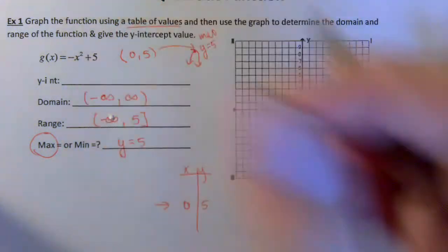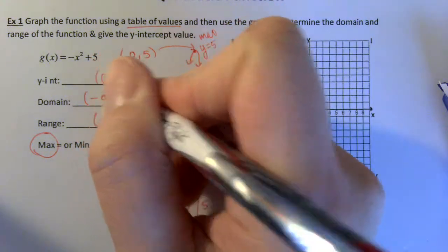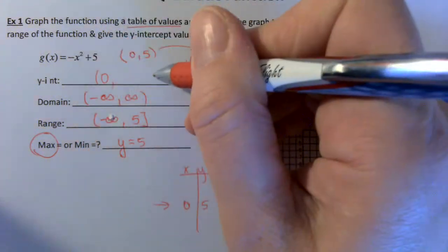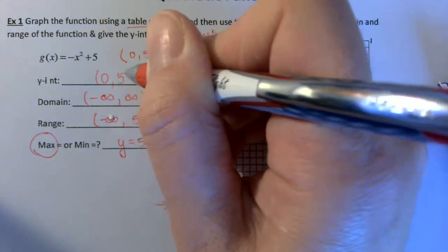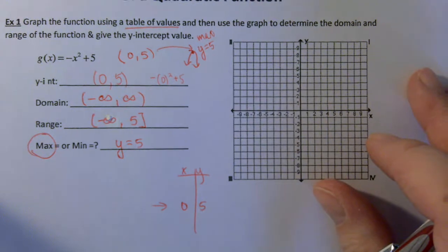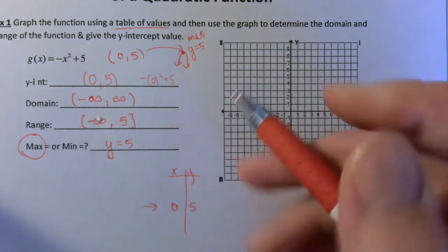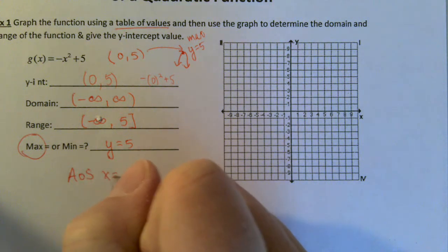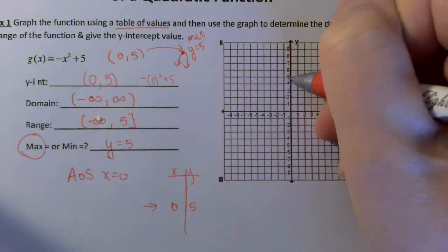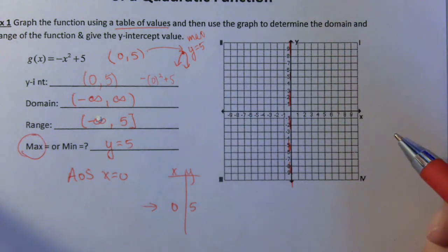Now, one more issue here. What's the y-intercept? Well, we put the 0 in, don't we? So it'd be -0 squared plus 5. So when I go to graph it, guys, my y-intercept is my vertex. My axis of symmetry is x equals 0, so I'm going to sketch that in. That means my y-intercept is not an extra point, so I'm going to have to do some work.